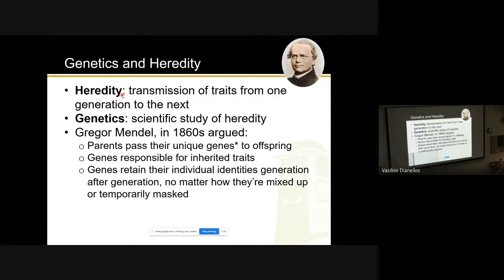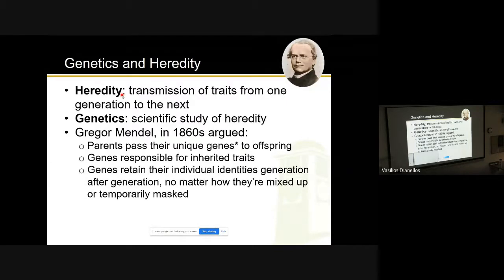So that's what he means by genes retain their individual identities generation after generation, no matter how they're mixed up, which is another good thing to think about. You might have a trait that neither of your parents have because it may have been hidden. You might have a grandparent trait, which is what mine was, right? I got my eyes from my grandparents. Any questions about this slide?